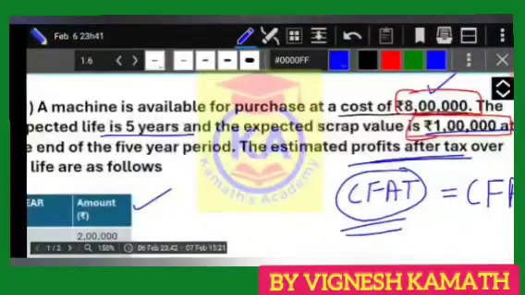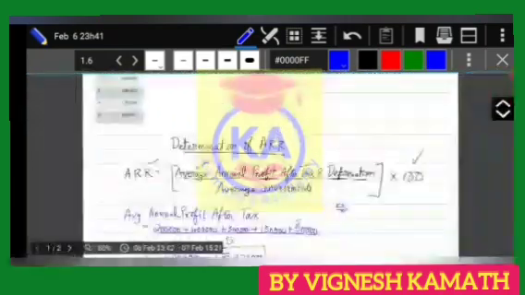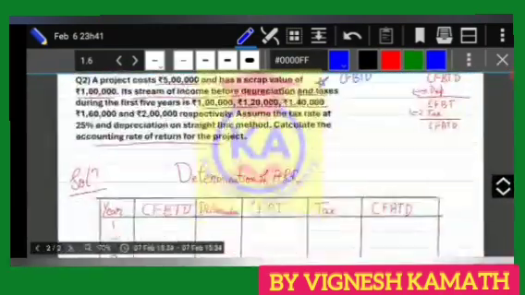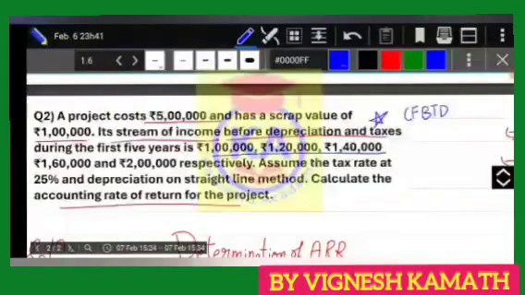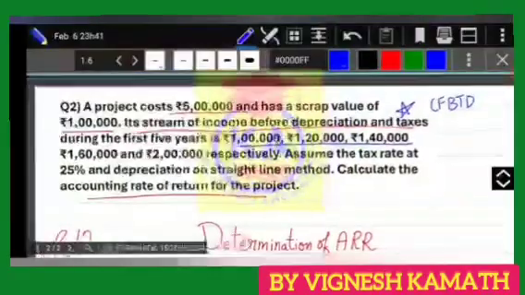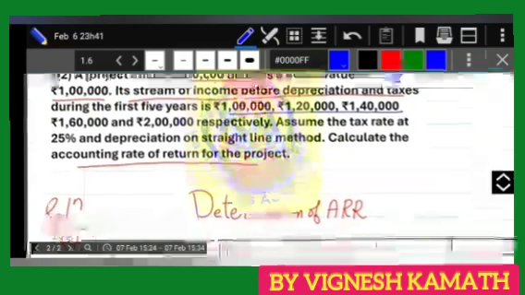See here, profit after tax was given earlier, so we had taken it directly, but in this question it's not the same. Here it's given as cash flows before tax and depreciation, so that you have to consider. That is a very important point here. Assume that the tax rate is 25%, and depreciation is on straight line method. Now we have to compute the ARR.